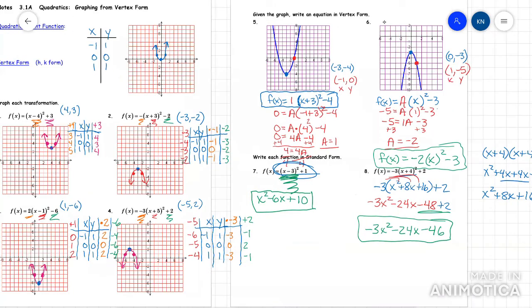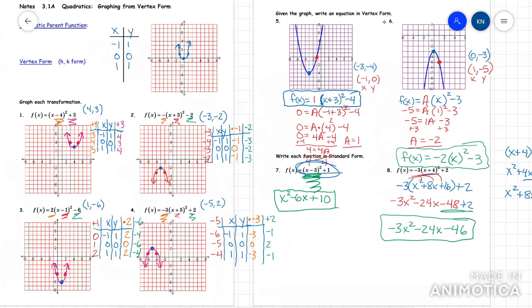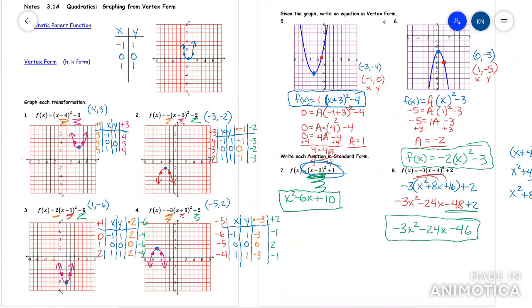Okay, so that's how you graph these quadratics when they're in vertex form, and that's how you write the equation in vertex form from a graph, and then also that's how you FOIL these things out to get it to standard form. So I hope this video helped.